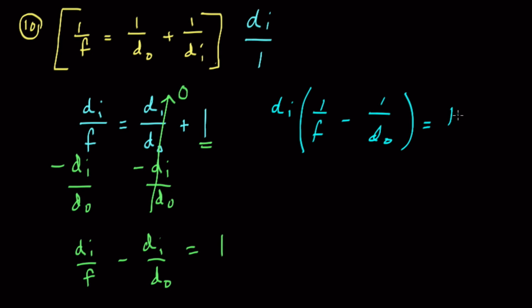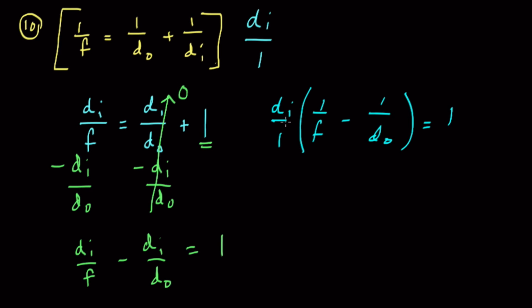And I can see that if I multiply this back in, when I'm multiplying into a fraction, this is the same as di over 1, I would end up with di over f minus di over do. I would end up with this thing right back. So these are equal. I just factored that out.